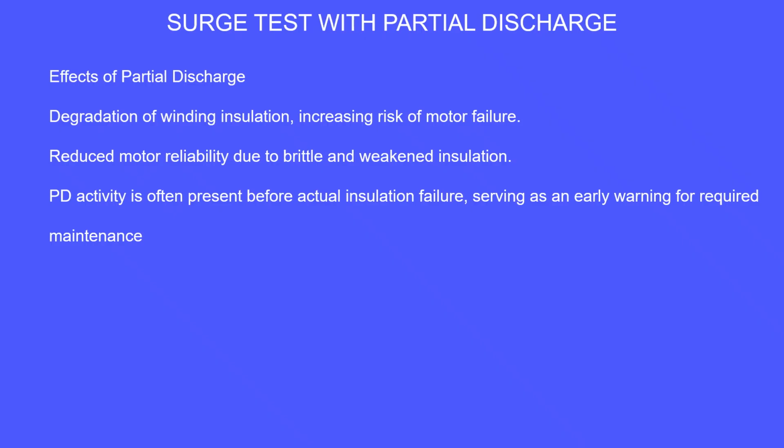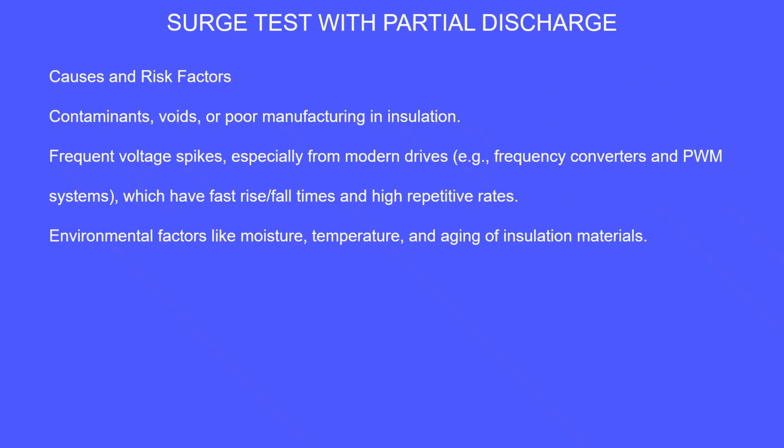Causes and risk factors. Contaminants, voids, or poor manufacturing in insulation. Frequent voltage spikes, especially from modern drives, for example frequency converters and PWM systems, which have fast rise/fall times and high repetitive rates. Environmental factors like moisture, temperature, and aging of insulation materials.